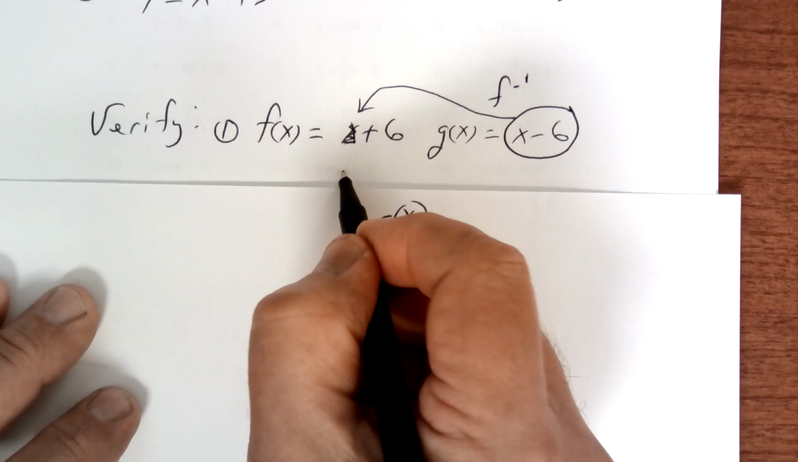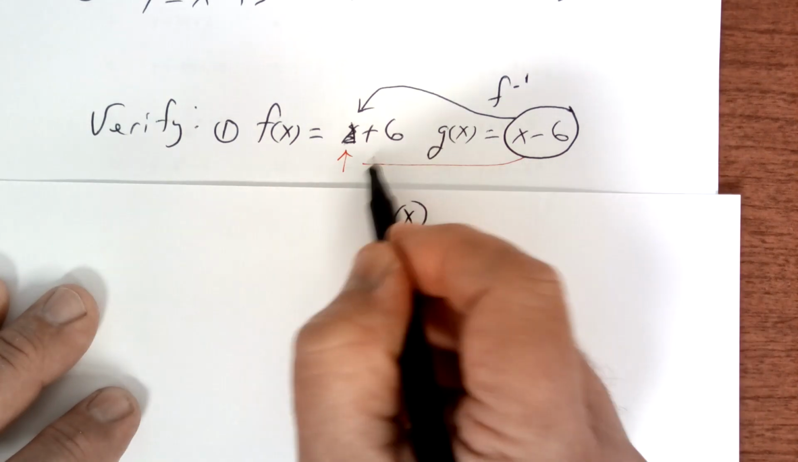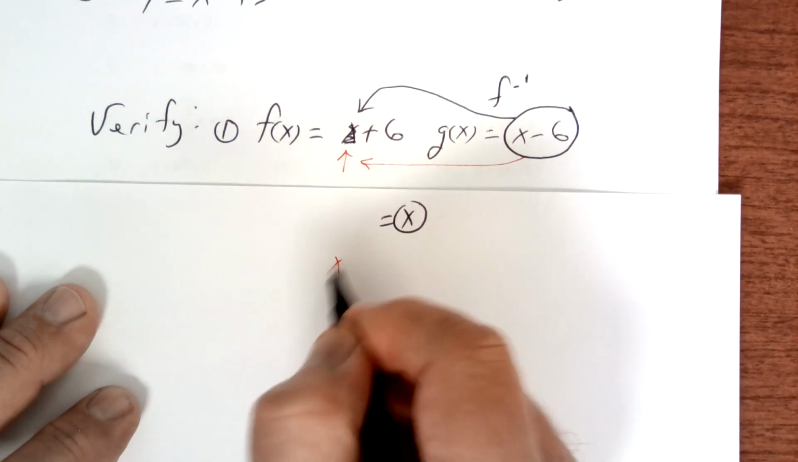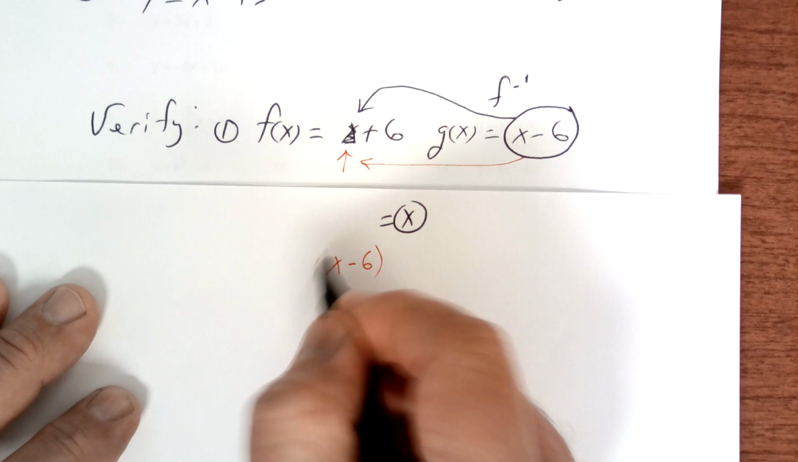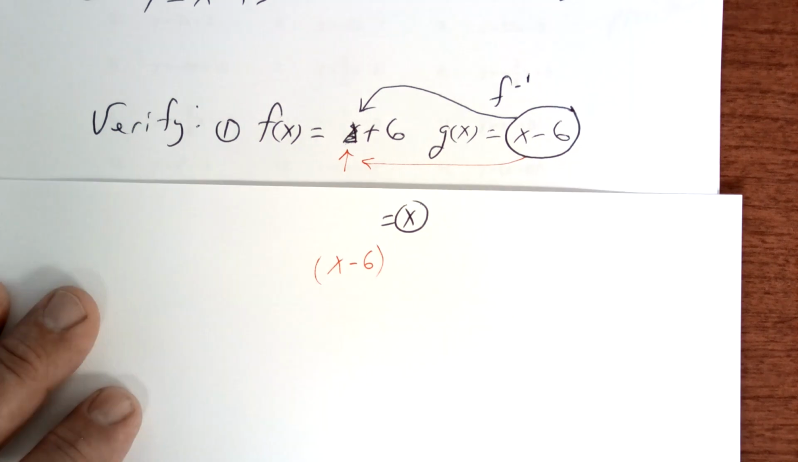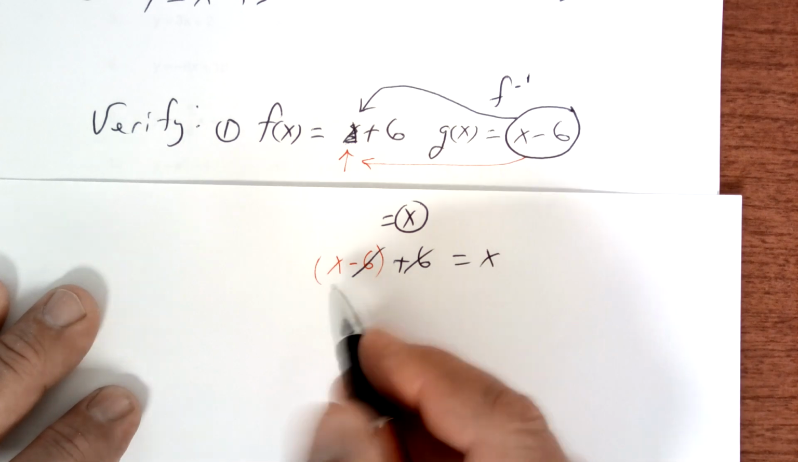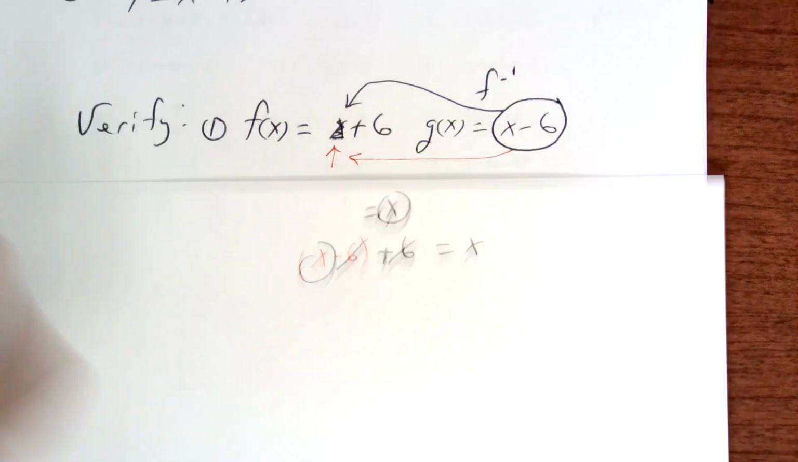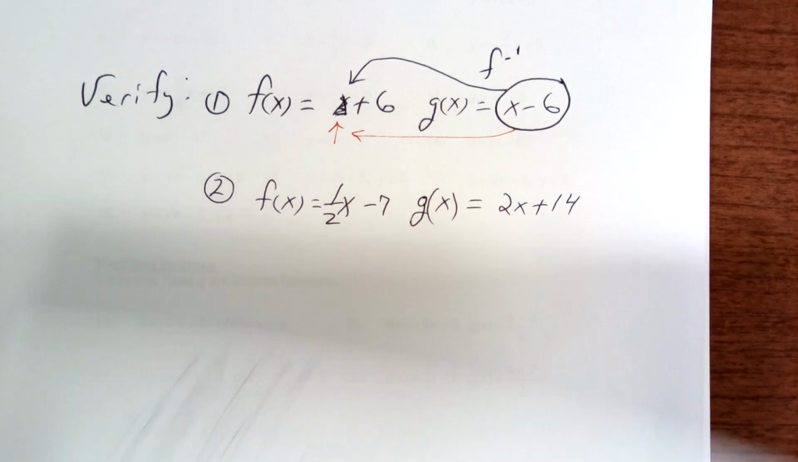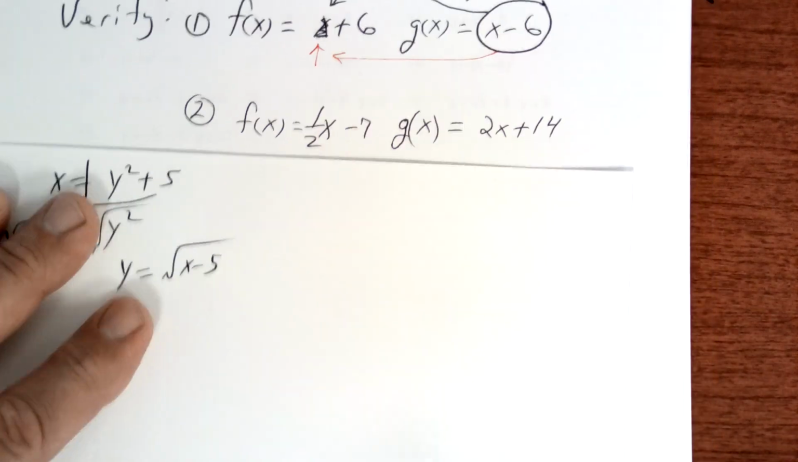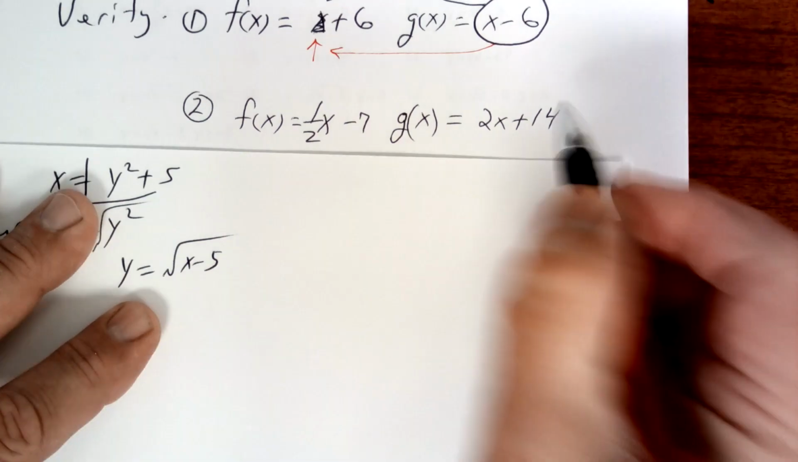So I'm going to scratch this out, and I'm going to say x minus 6. I'm going to use a different color to show you that I'm substituting right here. So I'm putting all of this right here. So it's going to be x minus 6, and then plus 6. Well, guess what? You get x, right? There it is. So that is the inverse. Take a look at this one.